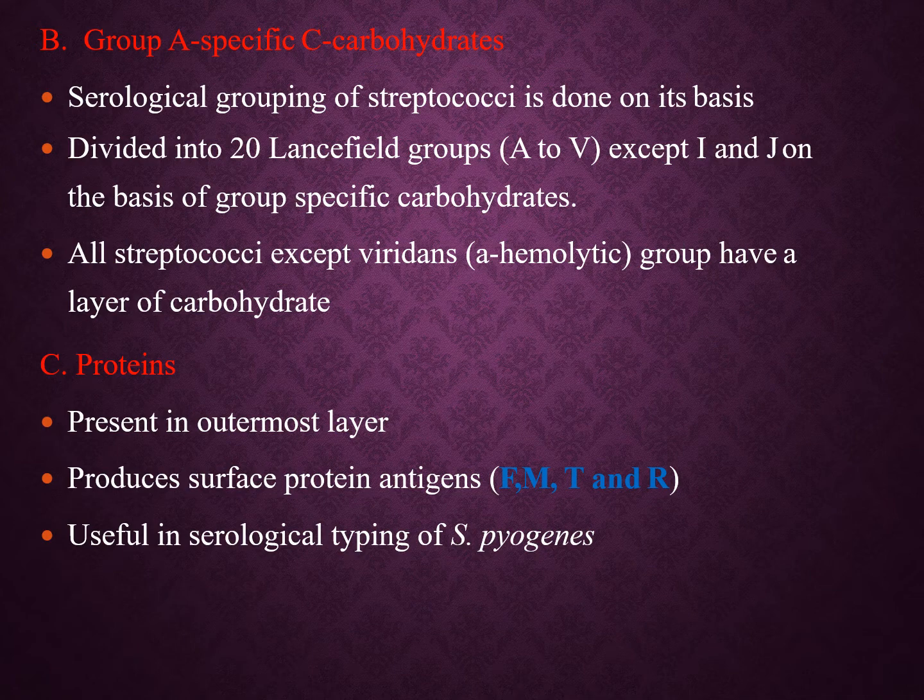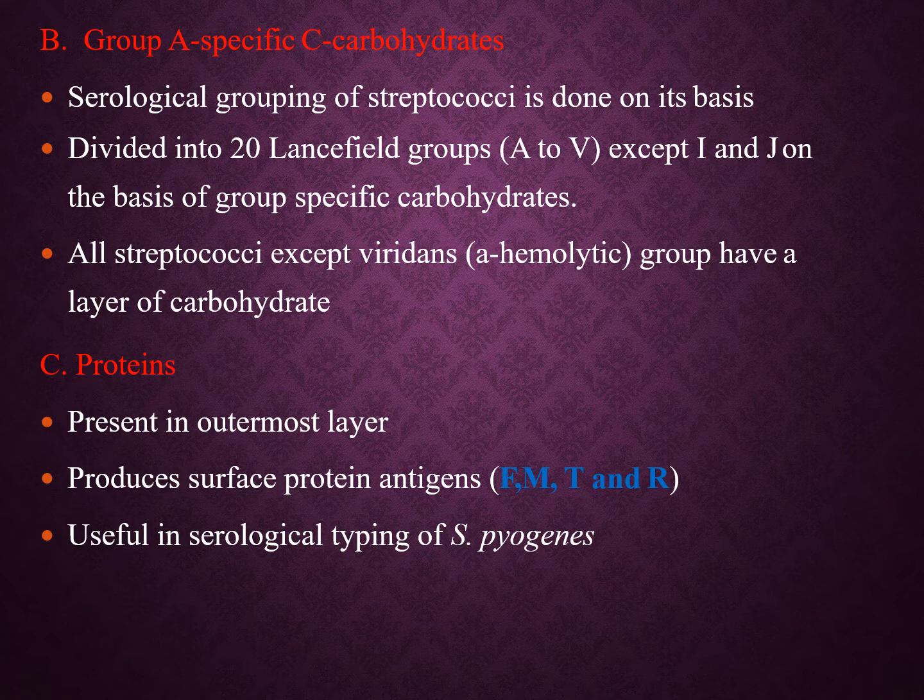So the next one is the group A specific carbohydrate. The serological grouping of streptococci is done on this basis. Based on the group-specific carbohydrate, streptococci are divided into 20 Lancefield groups, named A, B up to Z except I and J. All the streptococci except Streptococcus viridans have a layer of carbohydrate.